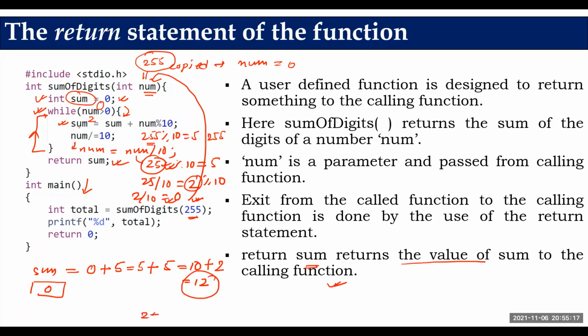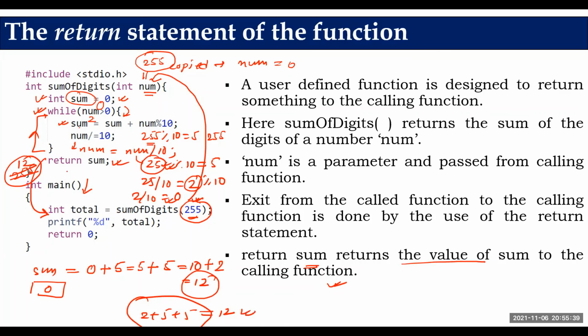What is 12? 2 plus 5 plus 5. What are these? They are the digits of the number that I have passed. So it will give me the 12. Yes, the answer is 12. So this 12 is coming where? To this local variable of main. What value is it returning? 12.